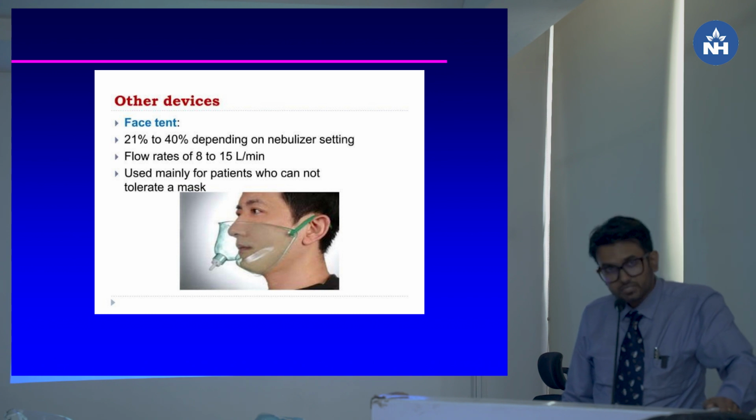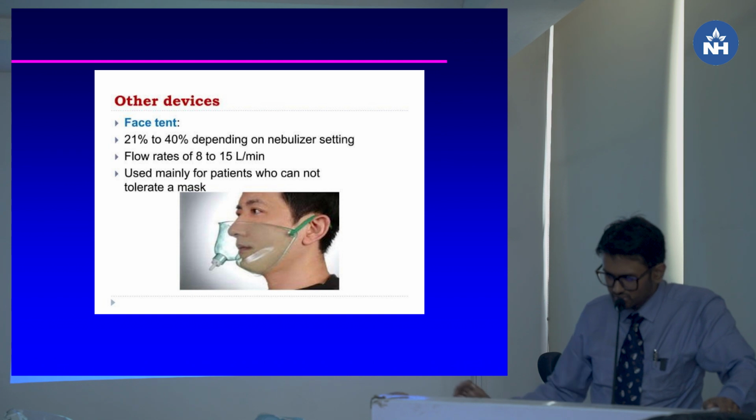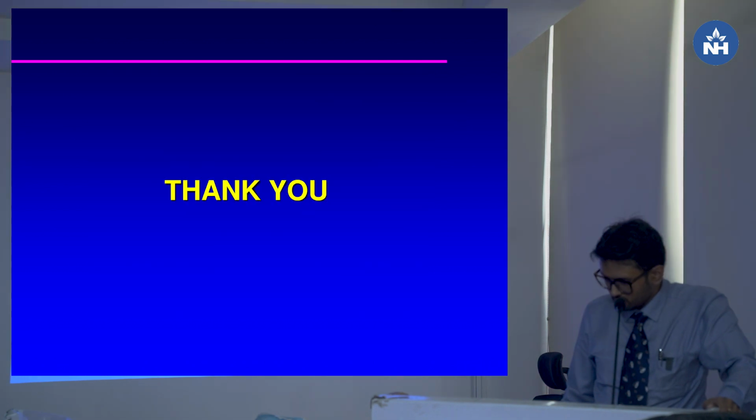There are some other devices, like the face tent. It can provide up to 40% depending on the nebulizer setting. Flow should be up to 15 liters, and it is mainly used for those who cannot tolerate a mask.